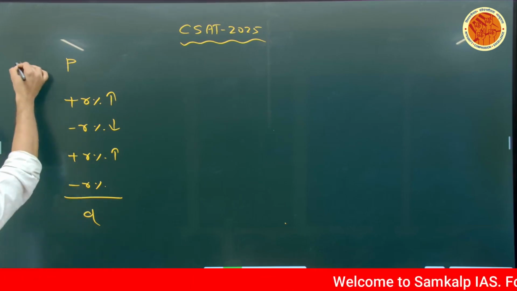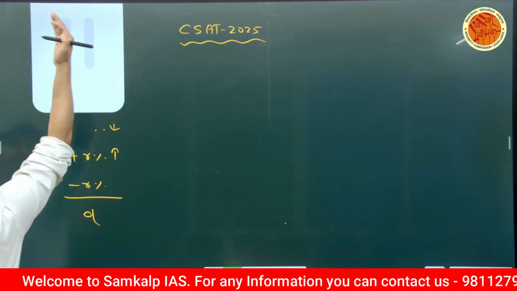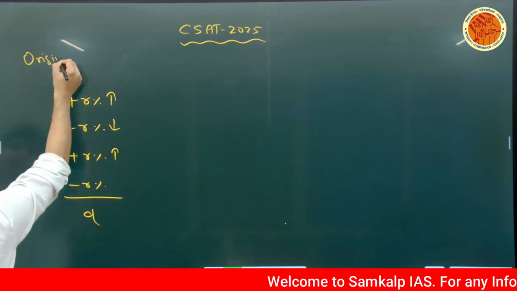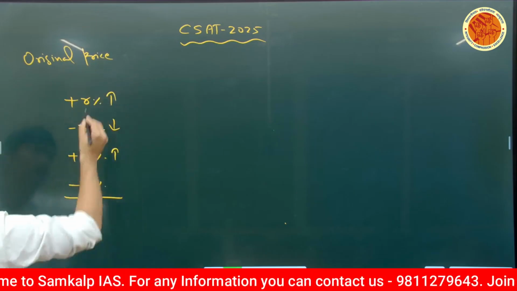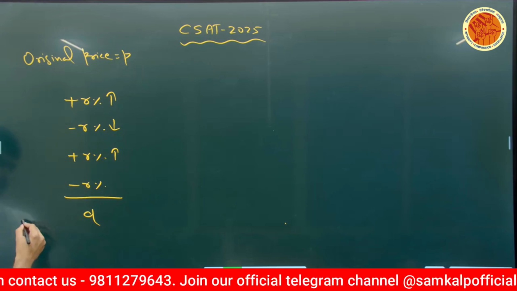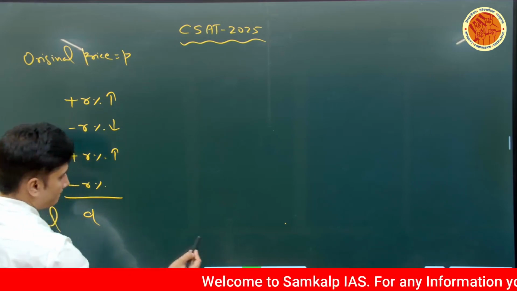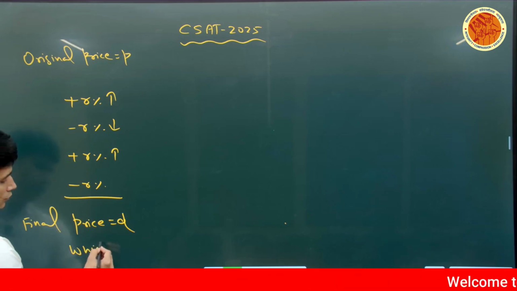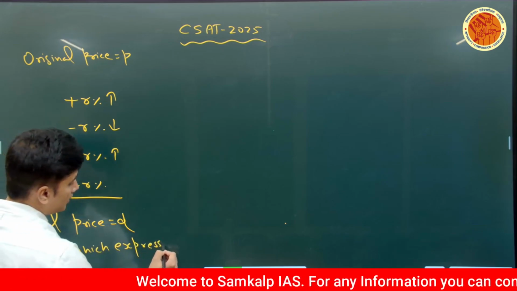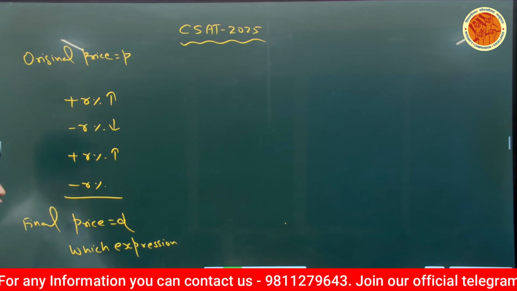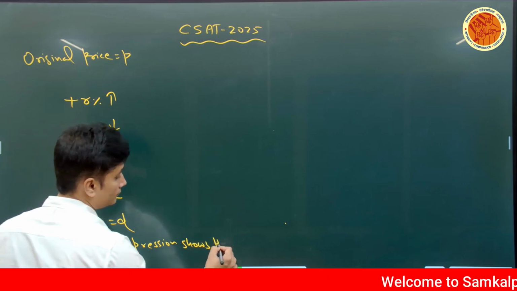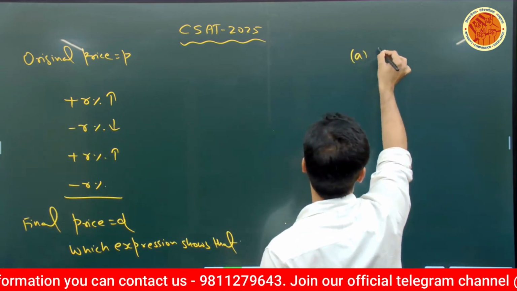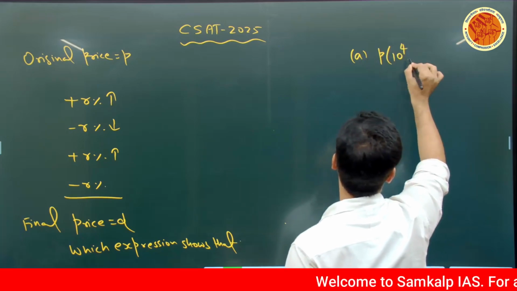Original price was P. Original price was P. Okay, the price was P and the final price becomes Q, which expression shows that an expression is A, P into 10 to the power 4.